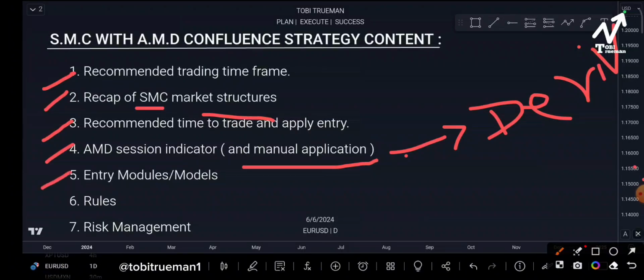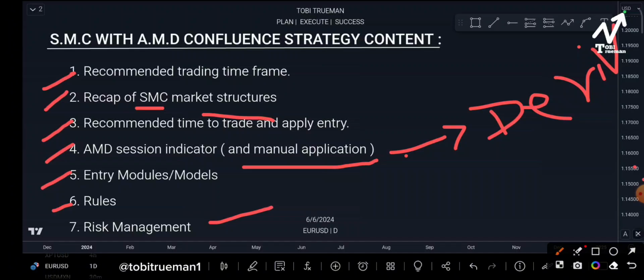Then we'll be looking at number 5, entry modules or entry models. When you see a particular thing that happens in the market using this strategy, what do you do? Which model are you applying? All those things, we will look at them. The rules also will tell you this is what you should do, this is what you should not do, so that you can be consistent trading with this strategy.